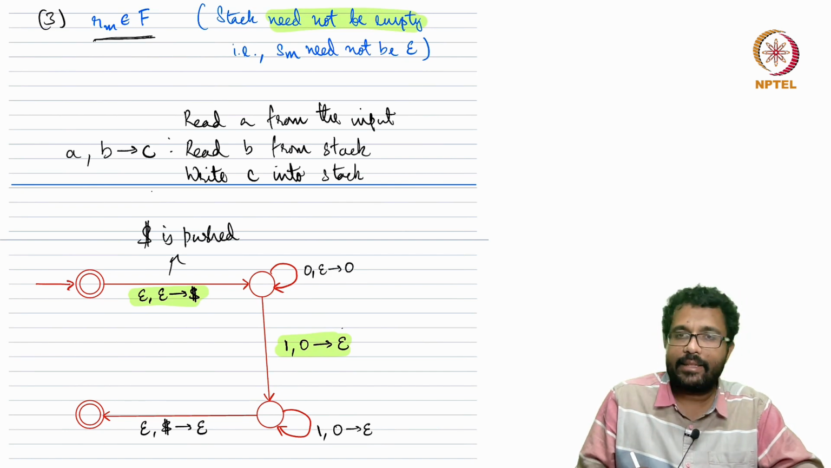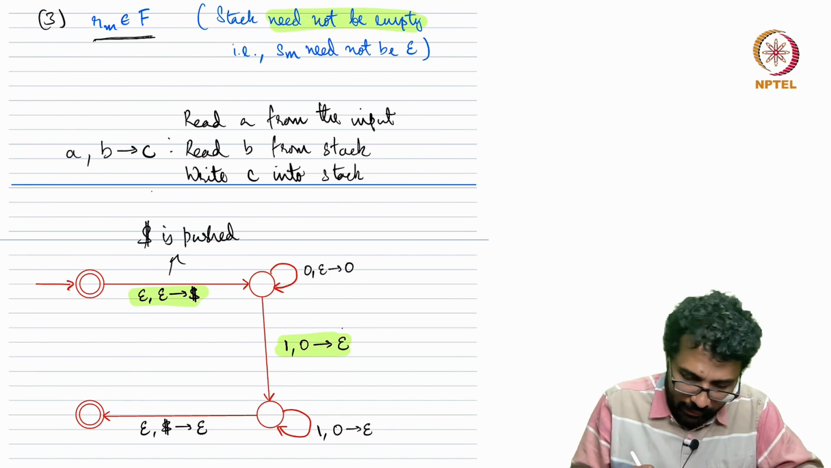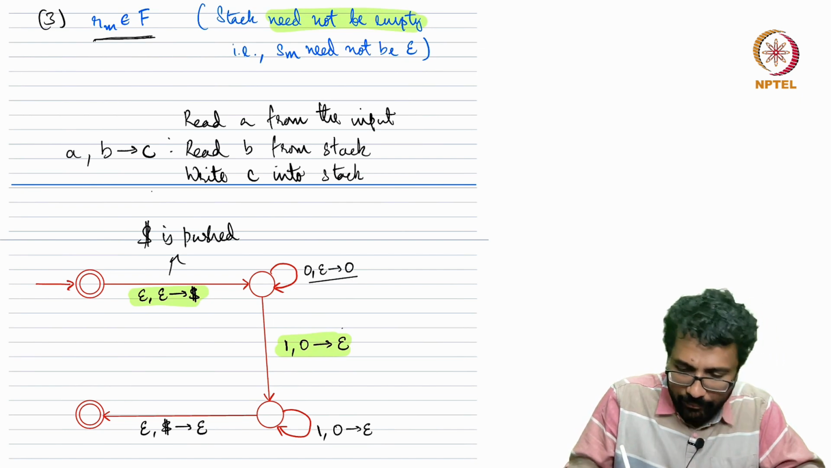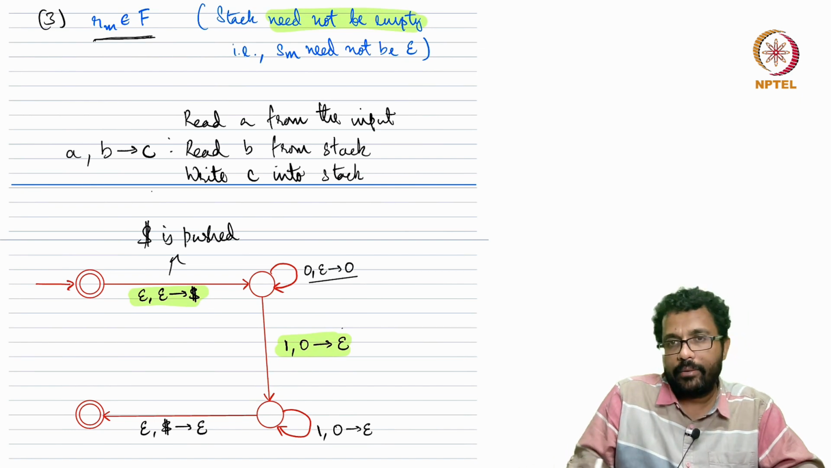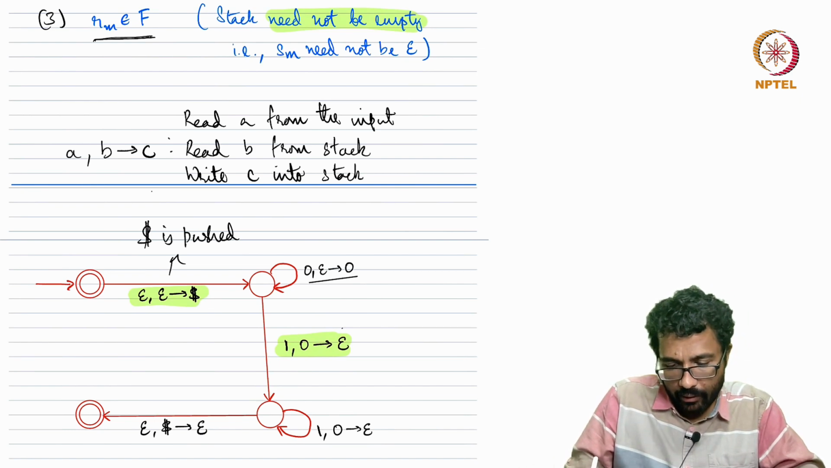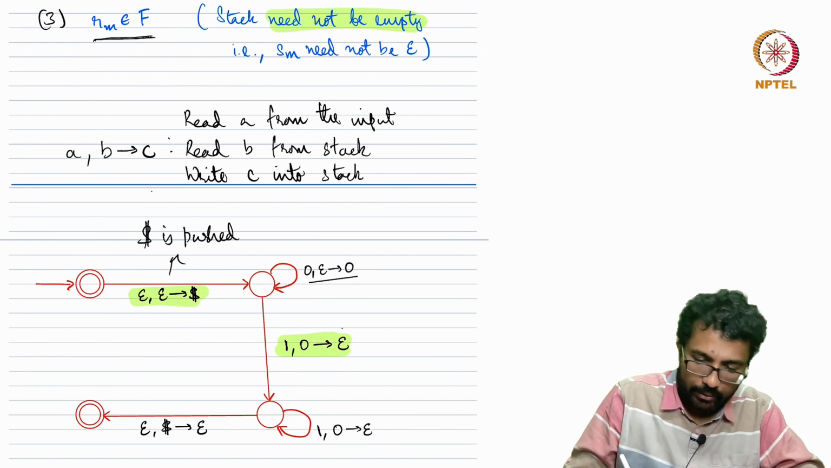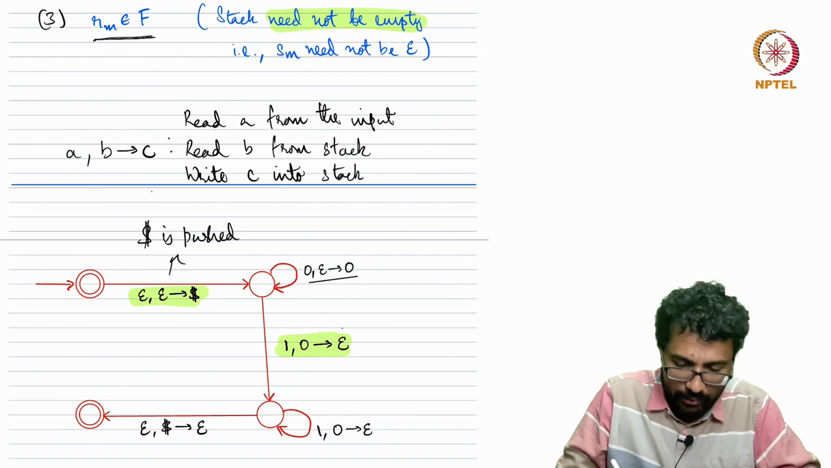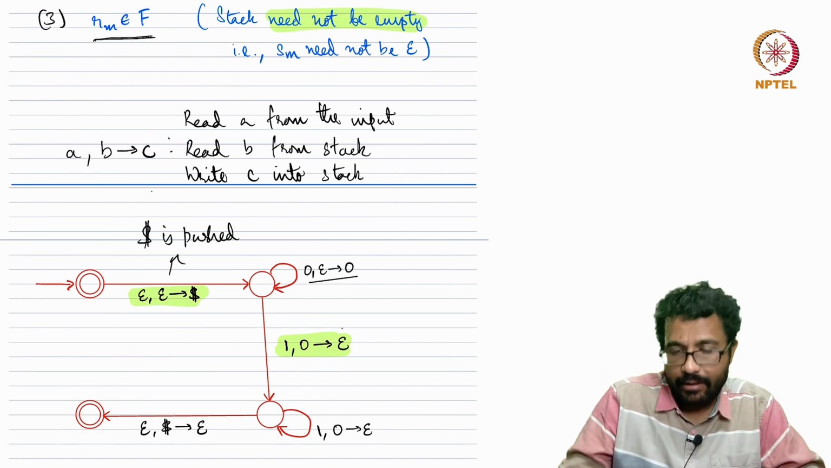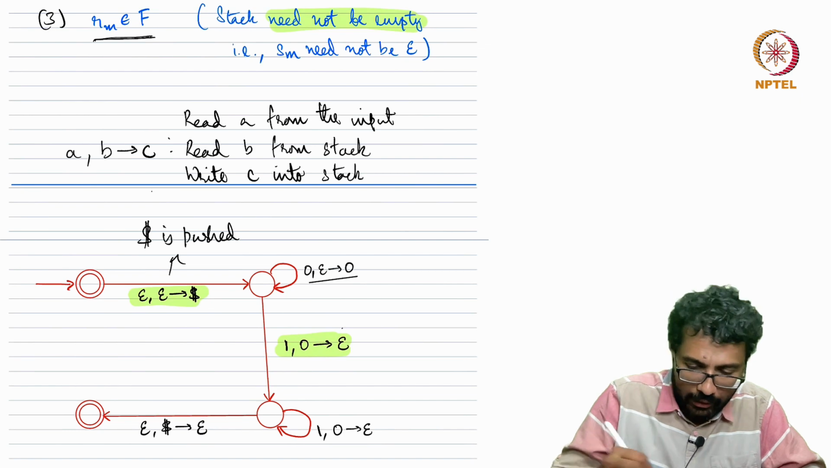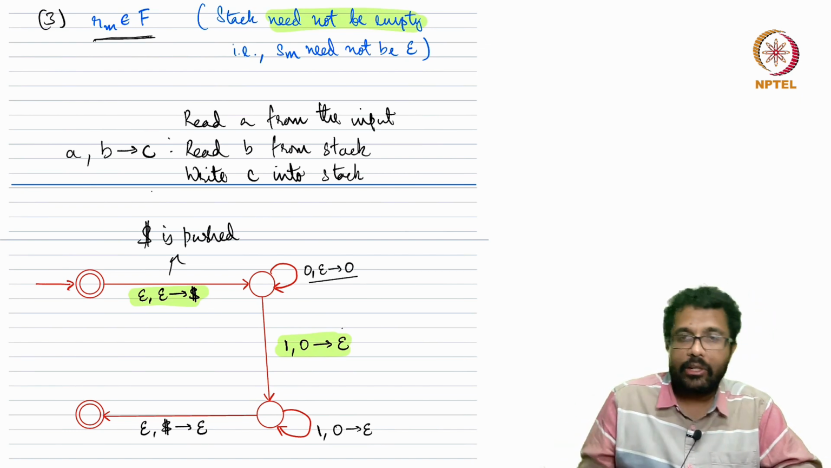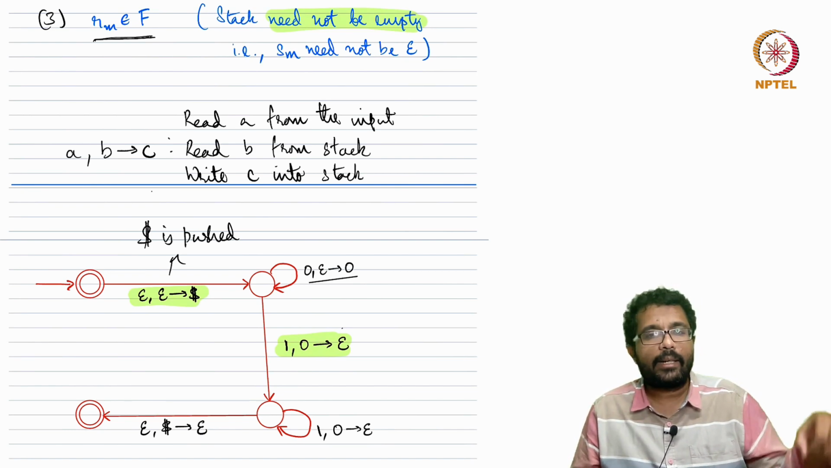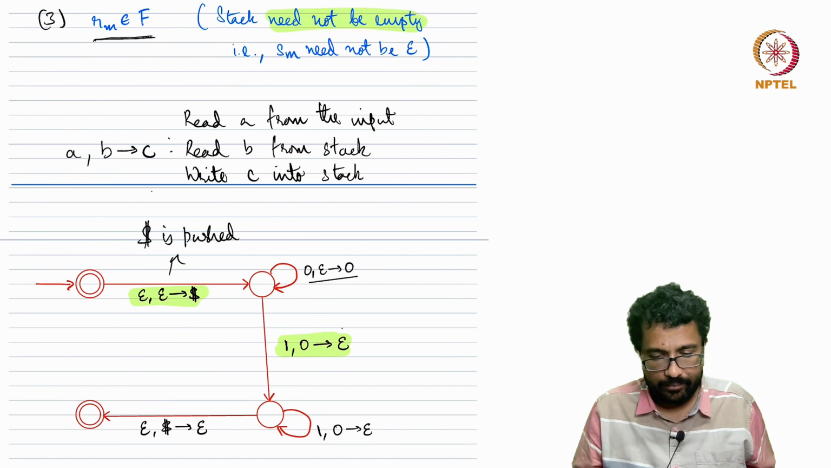Dollar is a special symbol that is in the stack alphabet, and then let us see what this loop does. This means you are reading 0 from the input, and you are not reading anything from the stack. So this is epsilon, but you are writing a 0 into the stack. You can go through these loops as long as you keep seeing 0 in the input, and whenever you see a 0, you don't read anything from the stack, but you write a 0 into the stack.